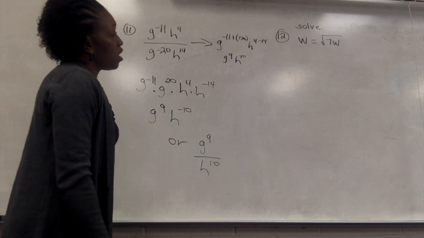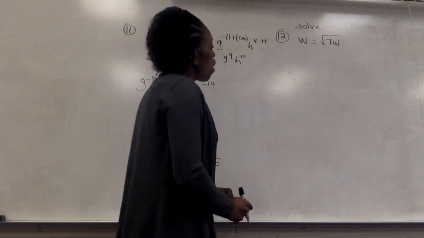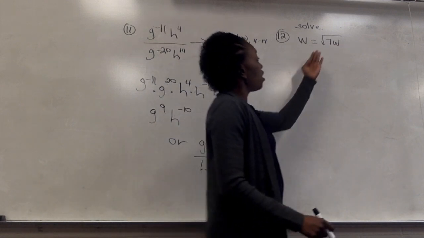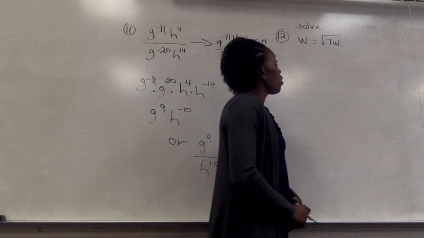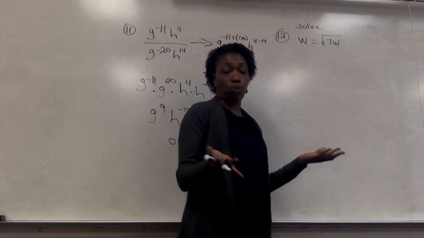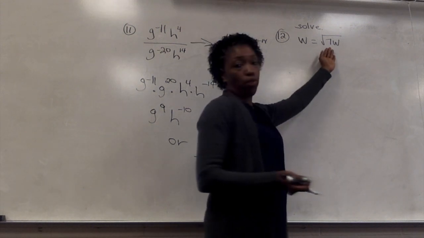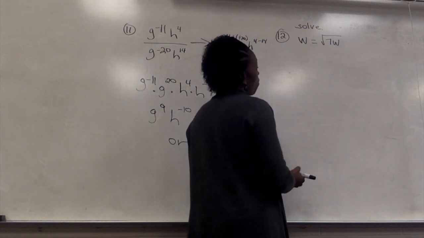All right, let's look at the next problem. We're going to solve now, and we're solving for w. I noticed in this problem that I have a square root symbol. In order to get rid of that square root symbol, I'm going to have to do my inverse, which is to square both sides, because I need to remove that 7w from under the radical. So I'm going to square both sides.